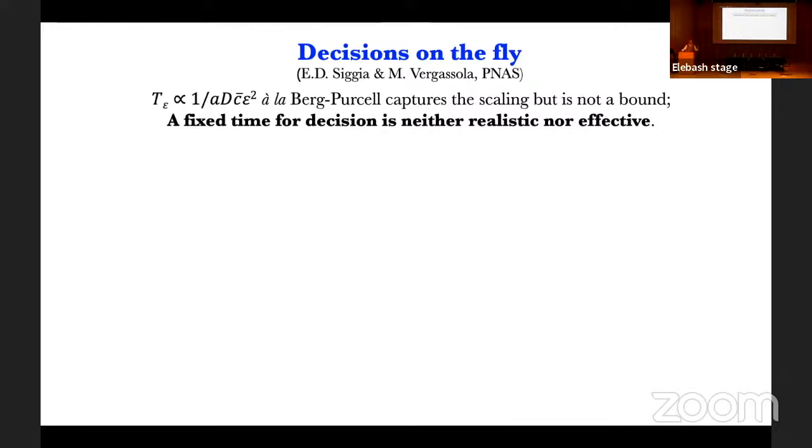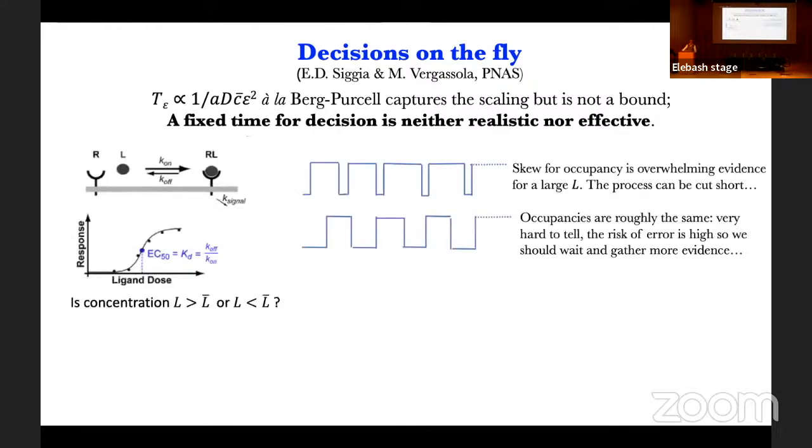Of course, you can have more complicated setups, but let's consider this simplest one, which is whether you're above or below a certain threshold of concentration, with a given error bar, which is going to be defined in a second. So the simplest setup is the following one. You have a receptor, there's a ligand bound or unbound with given rates, and you want to know whether the concentration is above or below a certain threshold. And here comes what I was telling you before: if you have a fixed time, this is not a very good thing to have.